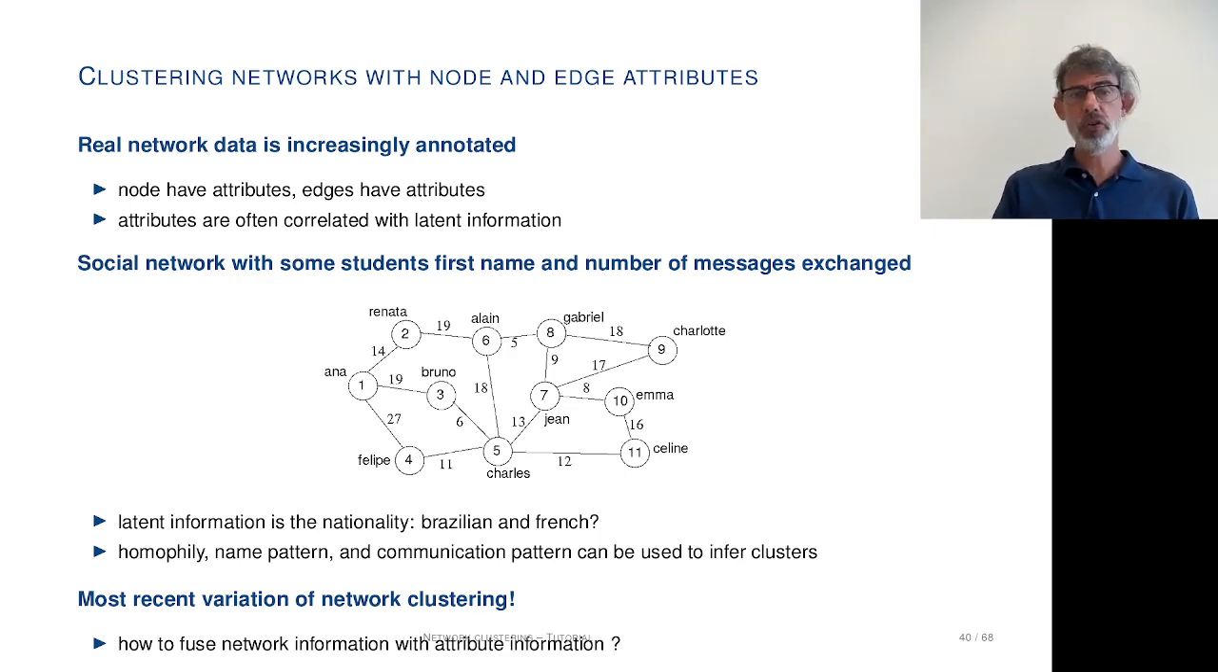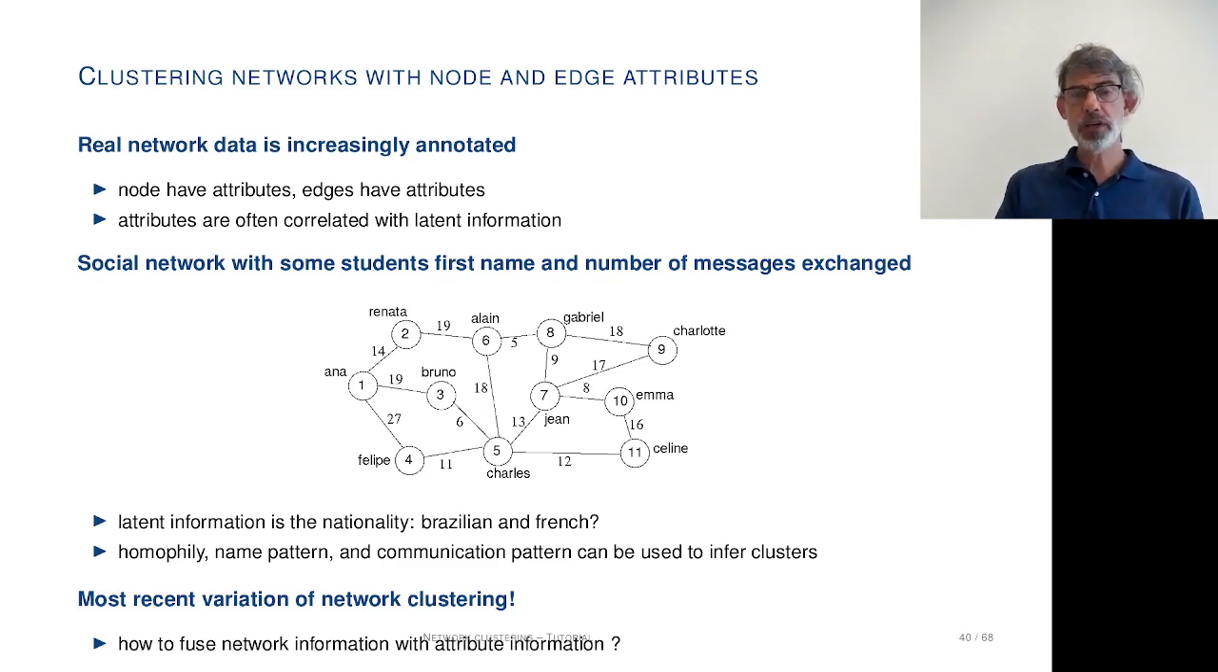We have nodes with attributes and edges with attributes. And these attributes are often correlated with the latent information that the network clustering is trying to find. So here's an example of a social network with some students' first names, which is also an attribute, and the number of messages they exchanged, let's say, in the previous day.